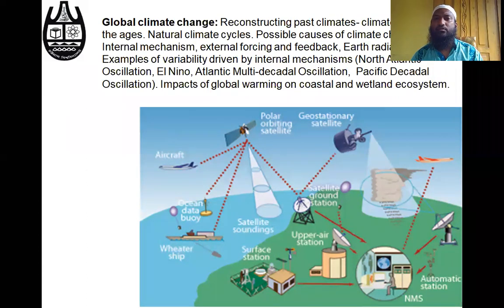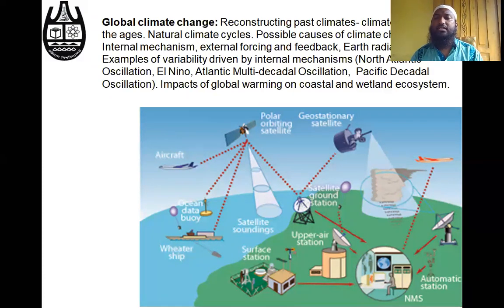1,000 years back, what was the temperature? What was the precipitation condition? So using science, using some proxy data, we can reconstruct our climates of that particular time, and then we can say, well, 1,000 years before or 2,000 years back, the climate was like that, and now the climate is like this. So there is a difference between the two, so we can say climate is changing.